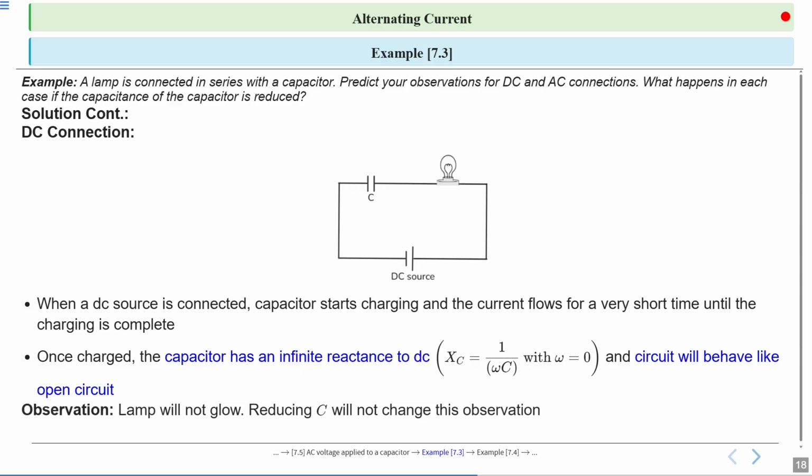The lamp will not glow when we use a DC source. Reducing C will not change this observation. Even if we reduce the capacitance, it will not change the observation, because whatever value of capacitance is there, it will block the DC current when it is fully charged.